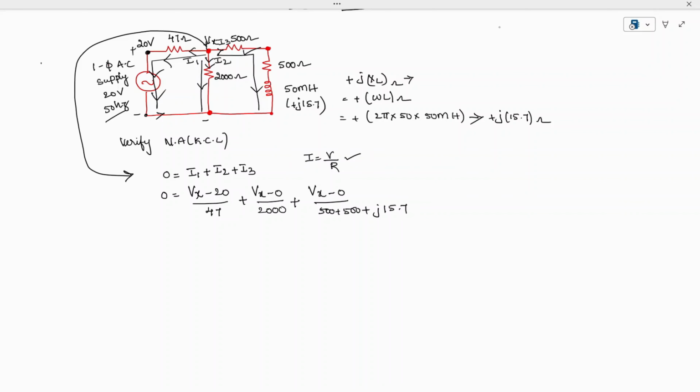15.7 ohms. Now our target is to find the voltage Vx. To find Vx, move the terms to this side, which is 20 by 47, and take Vx as a common term. When you take Vx as a common term, you are going to get 1 by 47 plus 1 by 2000 plus 1 by 1000 plus j 15.7. Use your calculator and convert this a plus jb form into R comma theta.